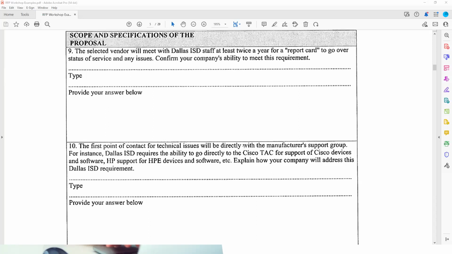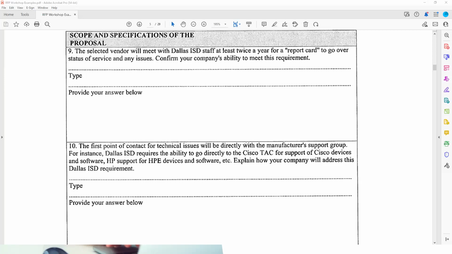Now, if you're completing this RFP and the district is telling you you're going to have to meet twice a year, they're telling you. Now, if I'm looking at this and I'm going to respond to this and I have not missed my opportunity for question and answer, I'm going to ask the question, can this be a virtual meeting or is it an in-person meeting? This is just to give you an example of the type of question that you can ask if you're unsure about something.